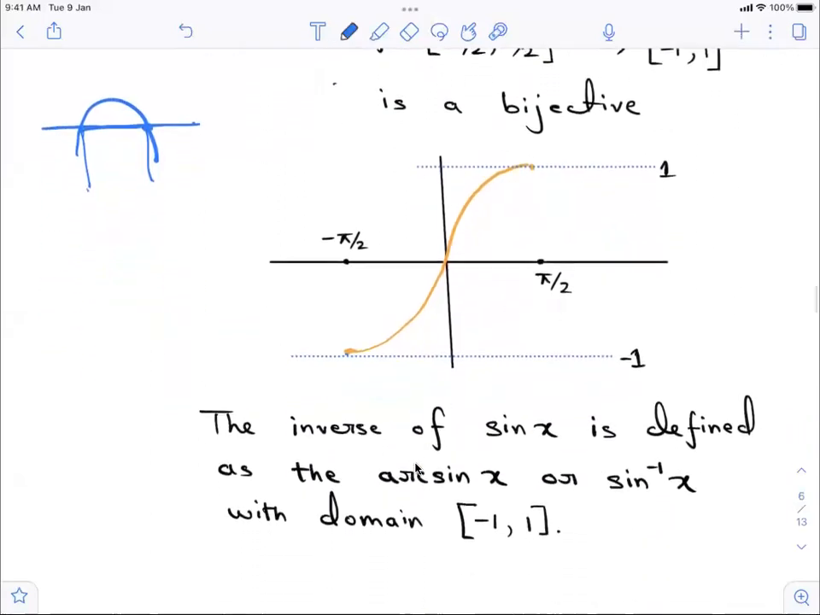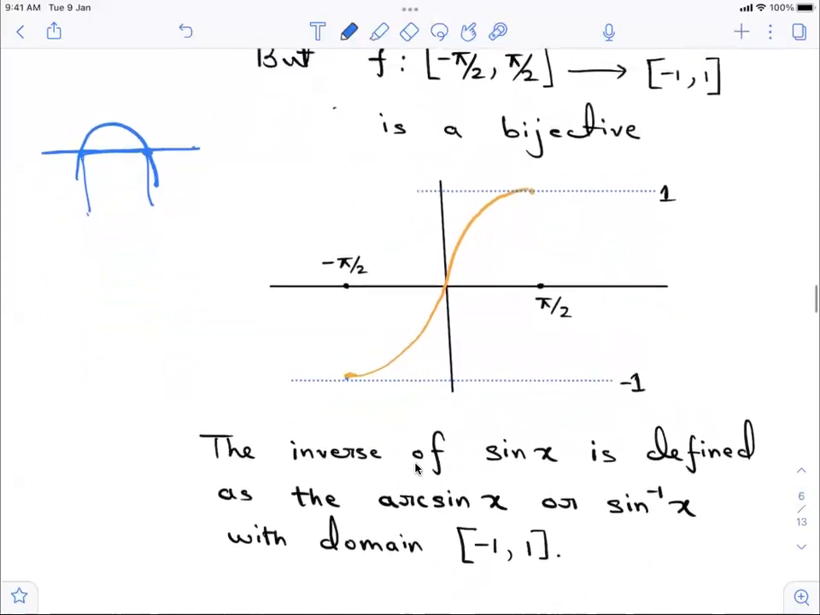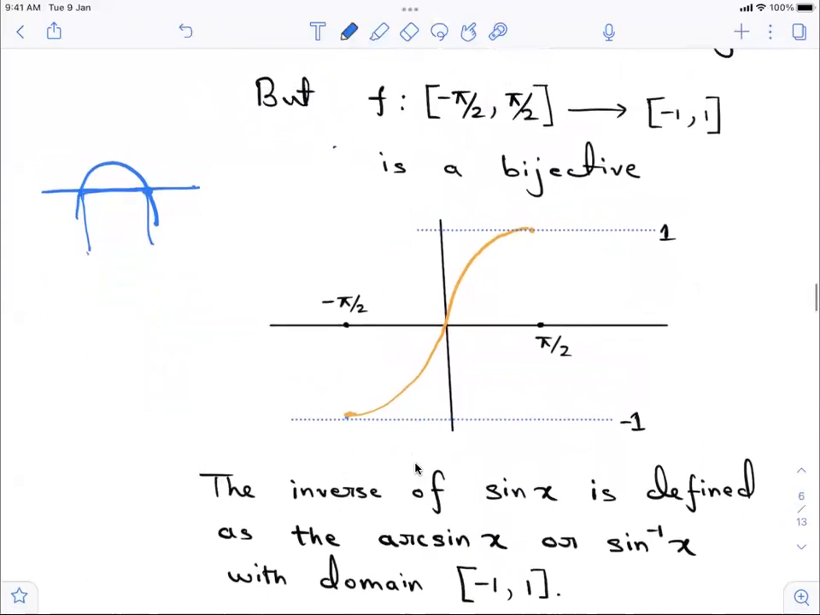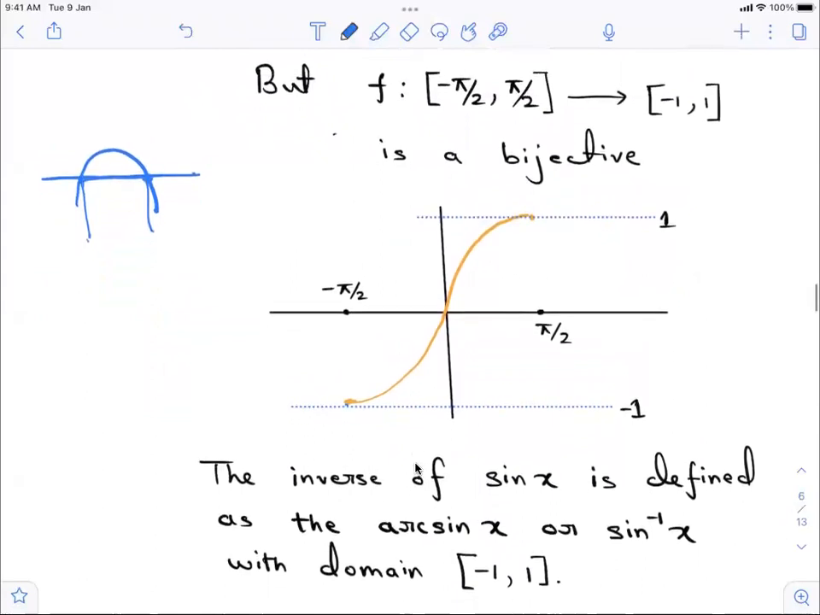So by restricting, now I can define my inverse function. The inverse of sine, which is called the arcsine or sine inverse, will have domain -1, 1, and its range will be minus pi by 2 to plus pi by 2.